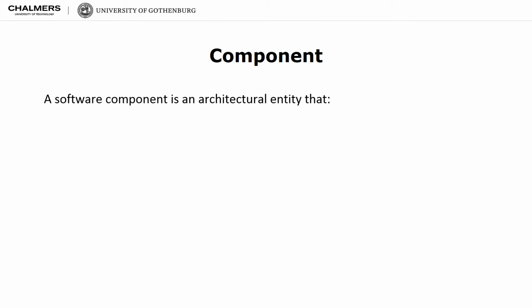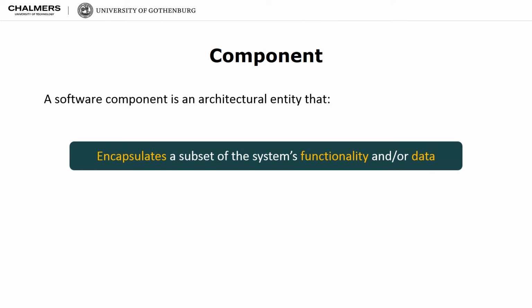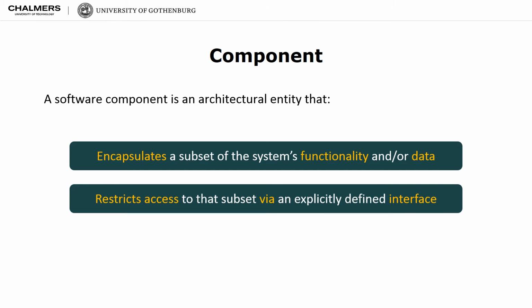Component. Components are the architectural building blocks that encapsulate a subset of the system's functionality and/or data and restrict access to them via an explicitly defined interface. Ideally, a component is modular, portable, replaceable, and reusable. Moreover, a component encapsulates its implementation and exports it as a high-level interface. A component has clearly defined interfaces and conforms to a recommended behavior common to all components within an architecture.